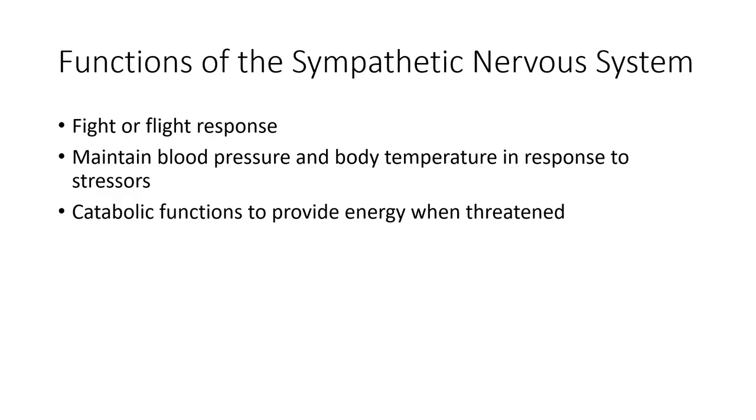The sympathetic nervous system is our fight or flight response. This system will maintain our blood pressure and body temperature in response to stressors. Overall, think of the sympathetic nervous system as having a catabolic function, or something that breaks down substances to provide energy when threatened.